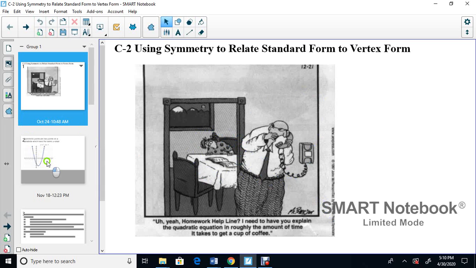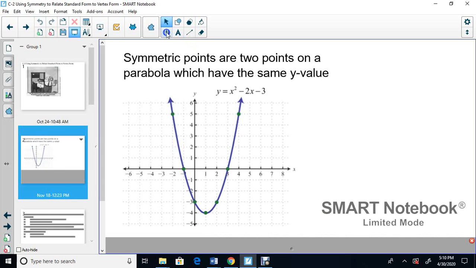Okay, symmetric points. Symmetric points are 2 points on a parabola which have the same y value. So if you take a look at this point here, y is 5, and there's one point at x equals -2 and a second one at x equals 4, which both have the same y value. These are known as symmetric points. And here's another pair of symmetric points, and here's another pair.